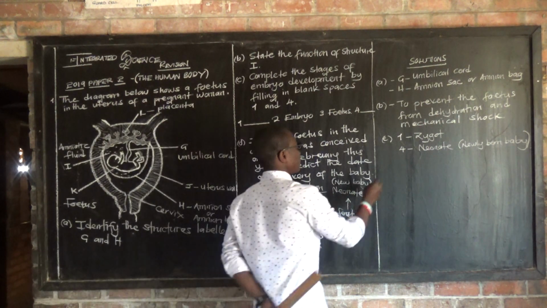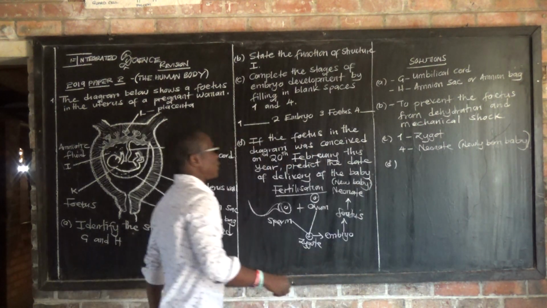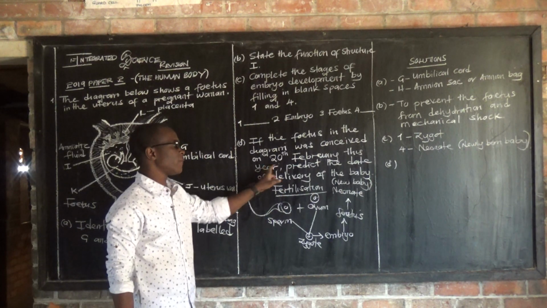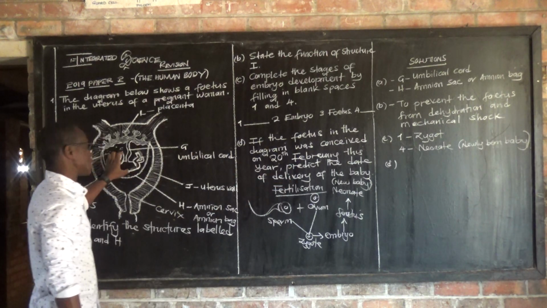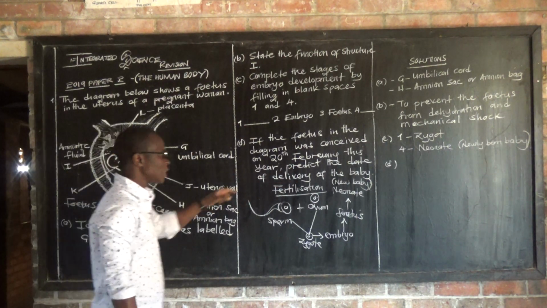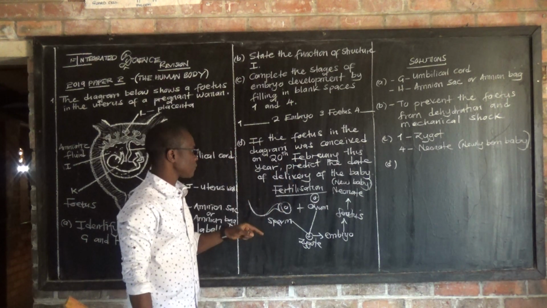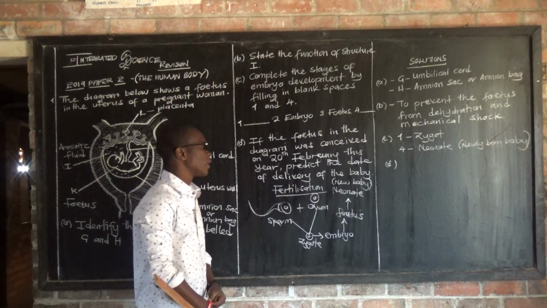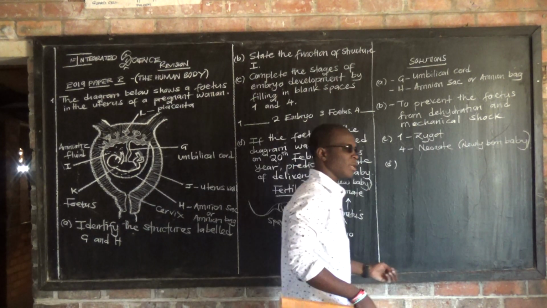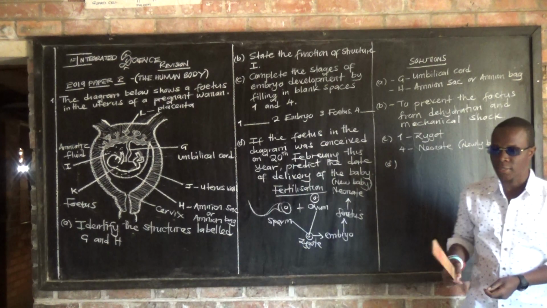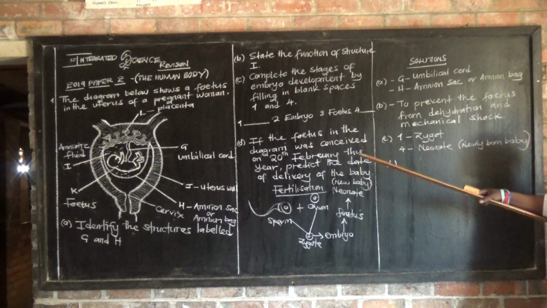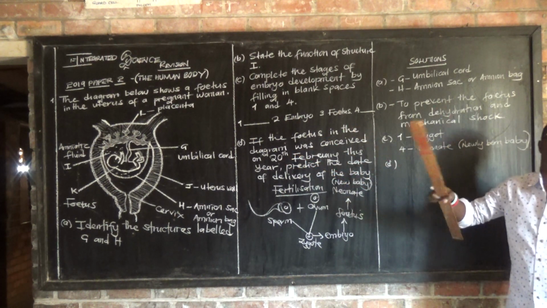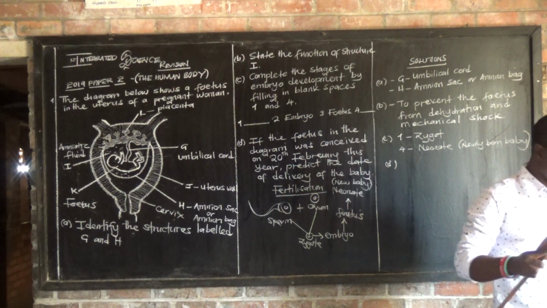Then the last question is question D. Question D says, if the fetus in the diagram was conceived on the 20th of February this year, predict the date of delivery of the baby. They want you to predict the date of delivery. So if fertilization took place on the 20th of February, when is the child approximately going to be born?